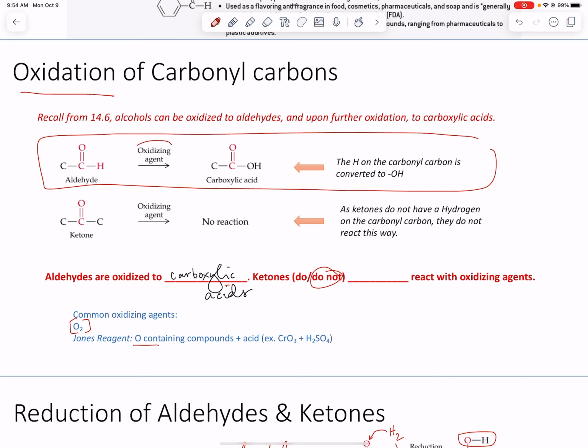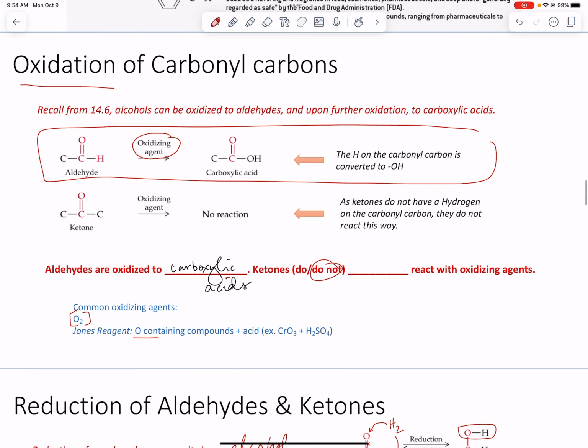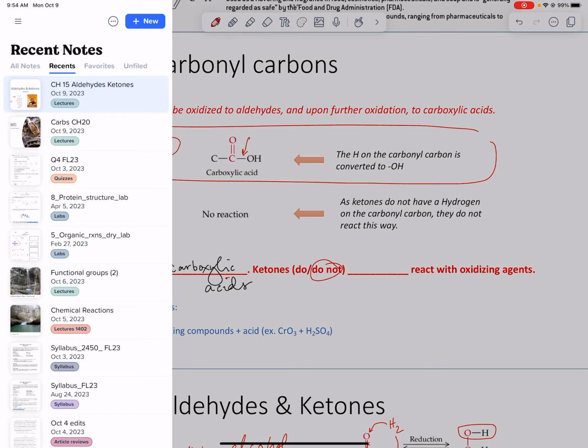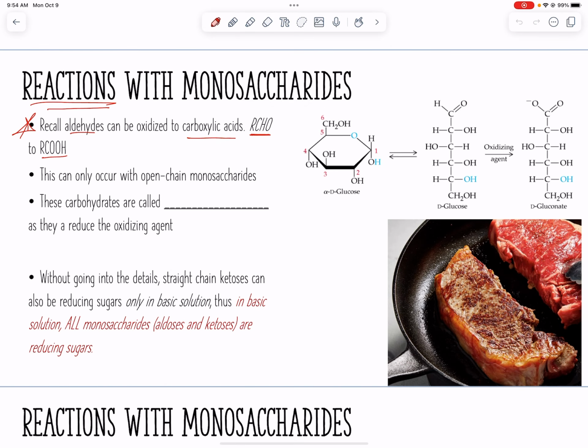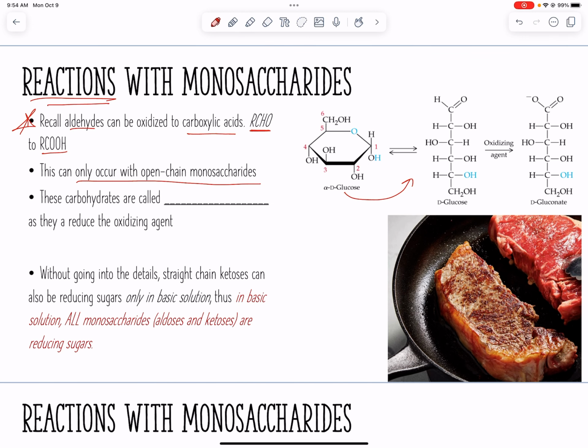So we have some sort of oxidizing agent that helps us do this. Remember, if we're oxidizing a molecule, we're going to increase the number of carbon-oxygen bonds, and that's what you see here as the aldehyde becomes the carboxylic acid. We have this new carbon-oxygen bond right here. And so think, a monosaccharide has an aldehyde at the very end, and we're going to turn this into a carboxylic acid. So let's go look at how that's done. First off, we've got to convert it from its cyclic structure to the open chain form. This can only occur with open chain monosaccharides.